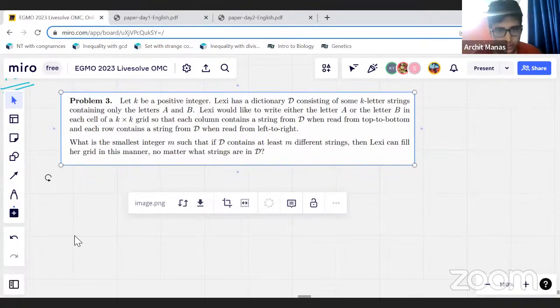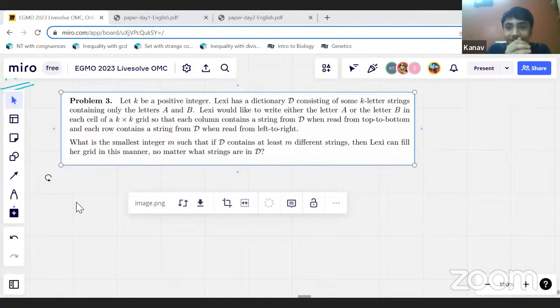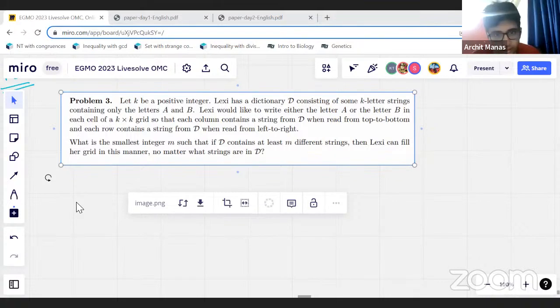Let K be a positive integer. Lexi has a dictionary D. Why is it a dictionary? Lexicographic. Dictionary is a set of words. I mean, call this a binary string, no? Yes, that would be better. What is A and B? Fine. Containing only the letter A or the letter B.